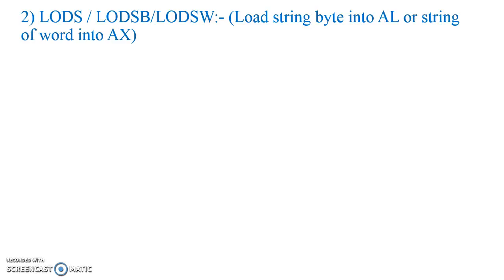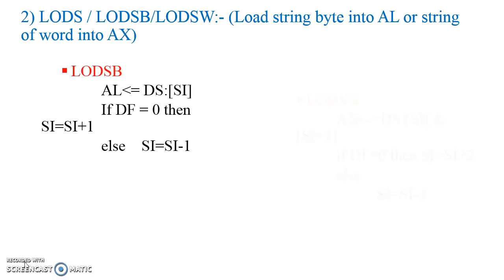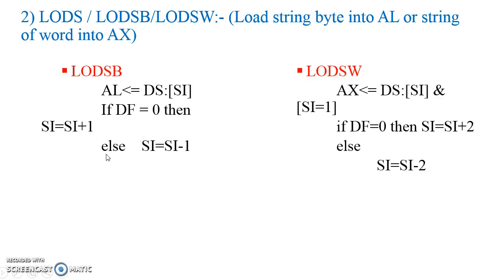The next instruction is load string byte into AL or string word into the register AX. This instruction copies a byte from a string location pointed to by the SI register into AL, or a word from a string location pointed to by SI into register AX. If the direction flag is 0, then SI is incremented by 1 for a byte string and by 2 for a word string to point to the next element of the string.